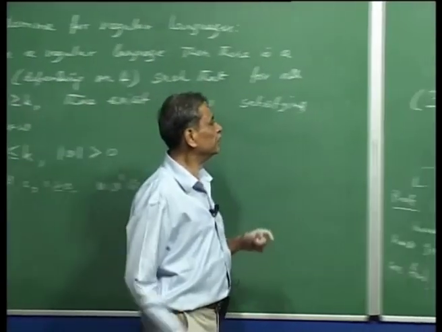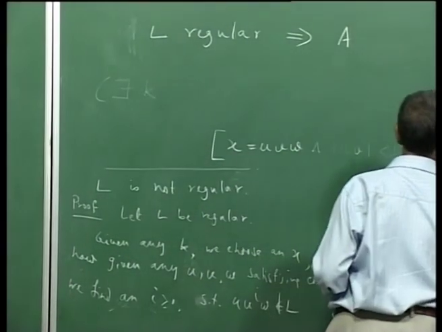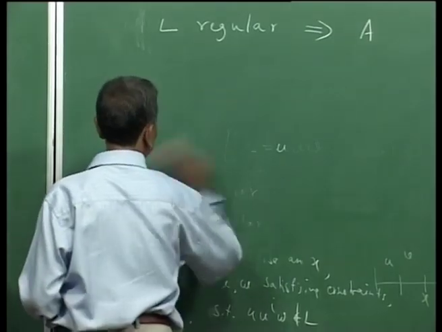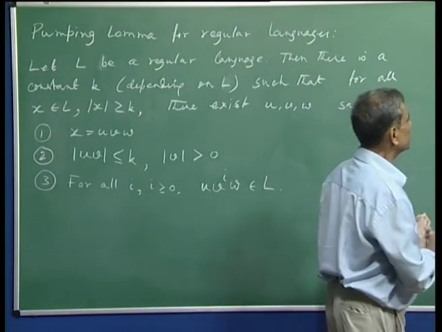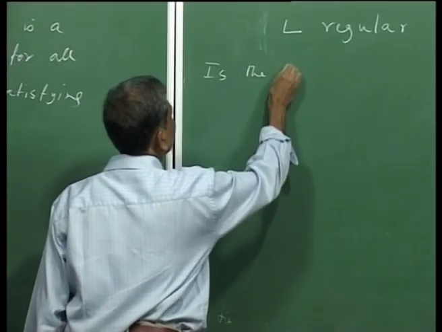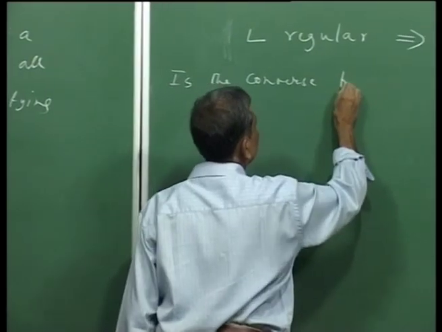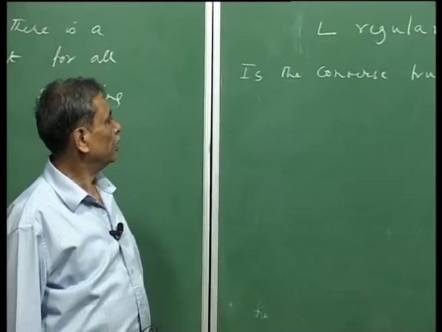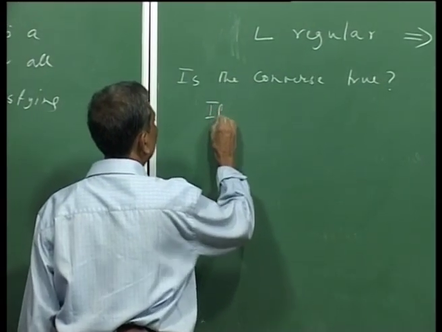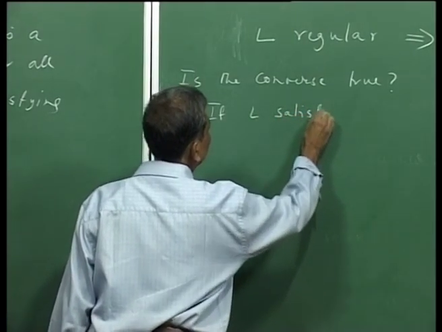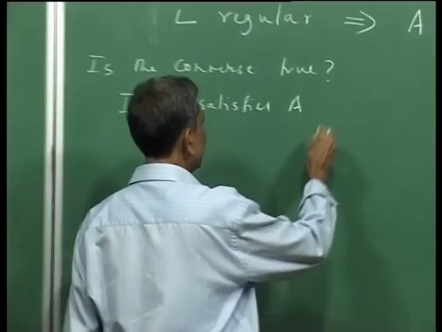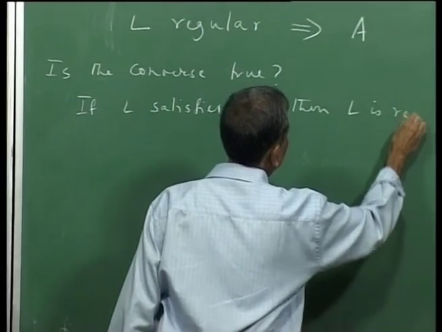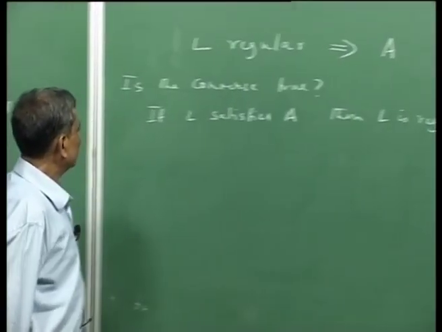The second thing comes from just the top statement. The pumping lemma says that if L is regular, then certain conditions will be true. So, a natural question is, is the converse true? What is the converse? If L satisfies A, where A is, remember, this part of the proof of the lemma, then L is regular. This is the converse, right?